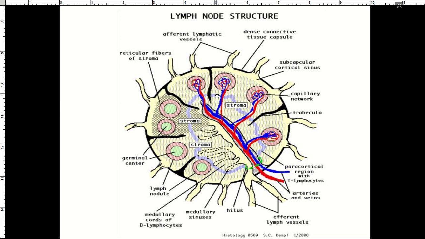This region is your paracortex. What is going to be found in the paracortex? We only have T lymphocytes. And take note of this. In the paracortex, you have what we call high endothelial venules. These high endothelial venules are unique in that these are blood vessels which have an endothelium that is not simple squamous, but rather cuboidal. So they have cuboidal endothelium rather than simple squamous epithelium. You understand?